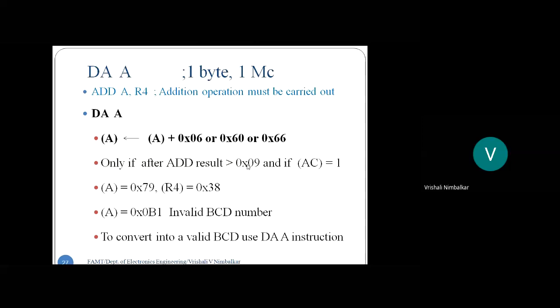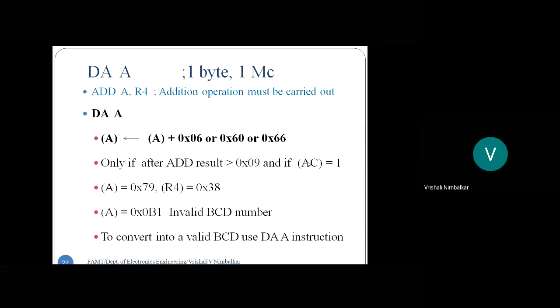Now, when do you add 6? Only if either of two conditions is true. Whatever result you have got, if it is greater than 9; 0 to 9 are BCD, above 9 is invalid BCD. A, B, C, D, E, F is invalid BCD. So if the result is greater than 9, we add 6, as well as if auxiliary carry is set. Auxiliary carry means a carry from lower nibble to upper nibble. If either of the conditions or both the conditions are true, you're going to add 6 to the invalid number.